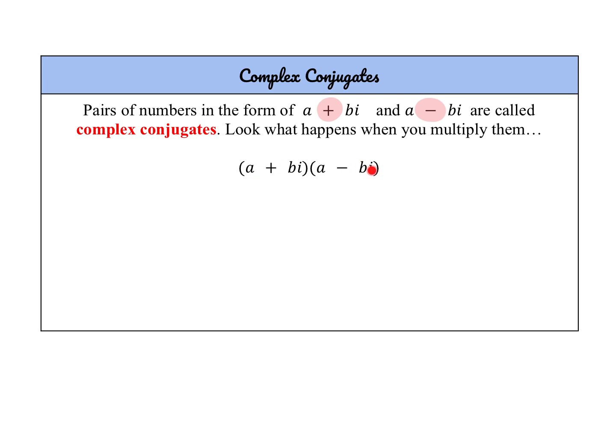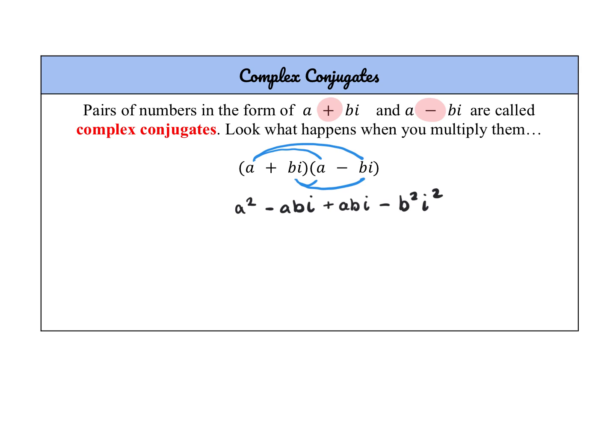So complex conjugates are kind of cool because something special happens when you multiply them together. Let's FOIL out this expression. We have a times a, which is a squared. So we're doing FOIL. And now let's do a times negative bi. That would give us negative abi. And then we have bi times a, so plus abi. And then we have bi times negative bi, so that'll give you a negative b squared i squared.